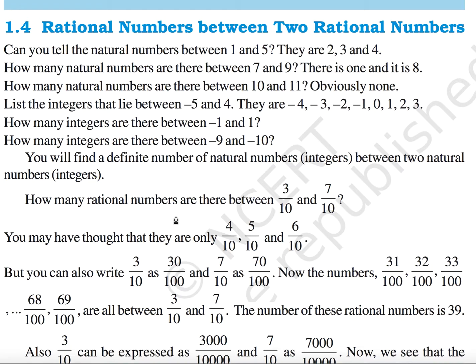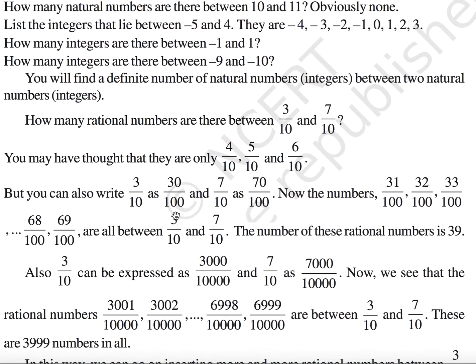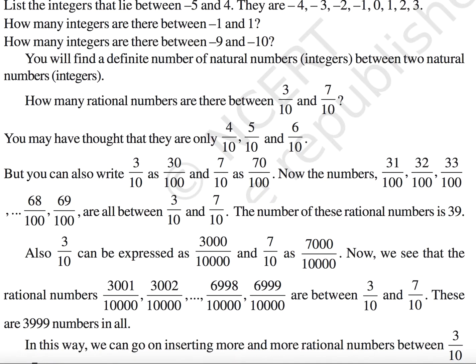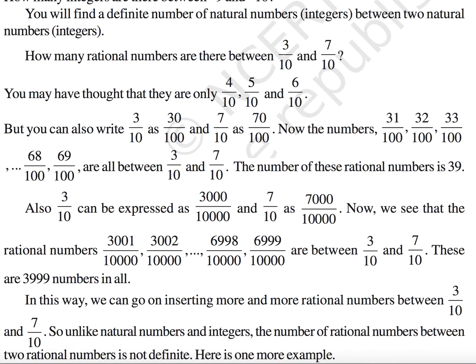Okay. How many rational numbers are there between 3 by 10 and 7 by 10? You may have thought that there are only 4 by 10, 5 by 10, 6 by 10, but you can write 3 by 10 as 30 by 100 and 7 by 10 as 70 by 100. Then you will get 31 by 100, 32 by 100, and so on. How many numbers will you get? 70 minus 30 is 40, so you will get almost 39 rational numbers between these two.